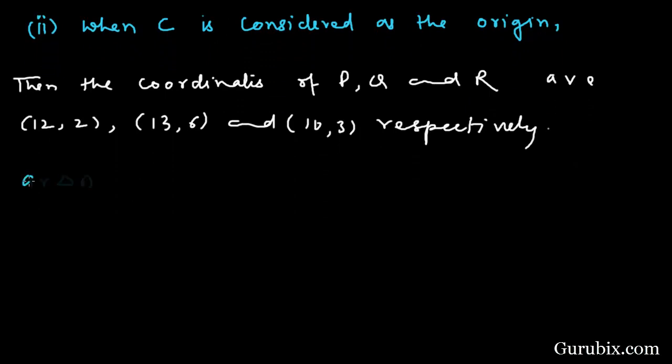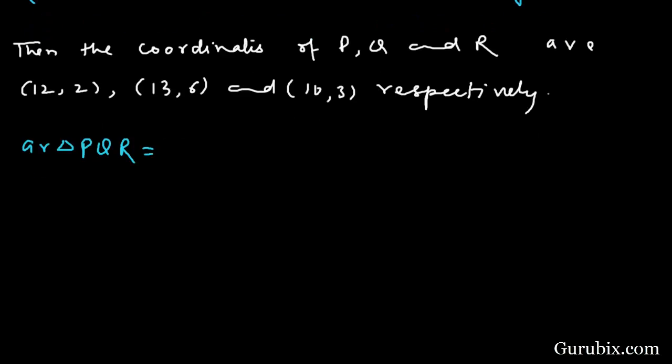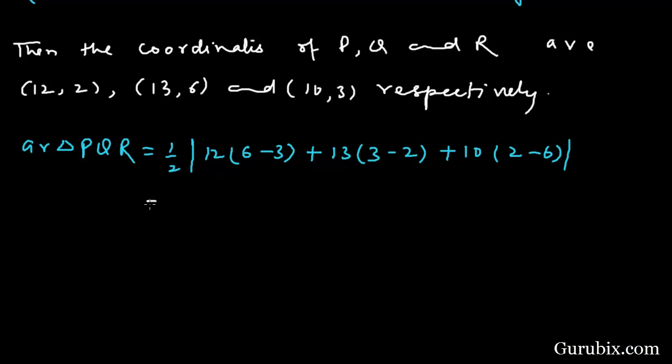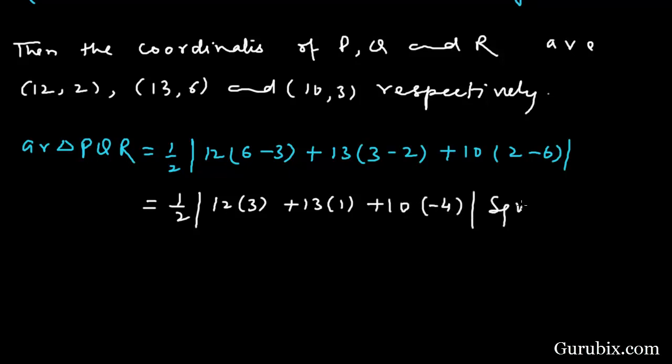In this case, the area of triangle PQR will be 1/2 |x1(y2 - y3) + x2(y3 - y1) + x3(y1 - y2)|. Here x1 is 12, y2 is 6, y3 is 3, x2 is 13, y3 is 3, y1 is 2, and x3 is 10 and y1 - y2 is 2 - 6. Now we shall solve this, then it will be 1/2 |12 times 3 + 13 times 1 + 10 times (-4)| square units.